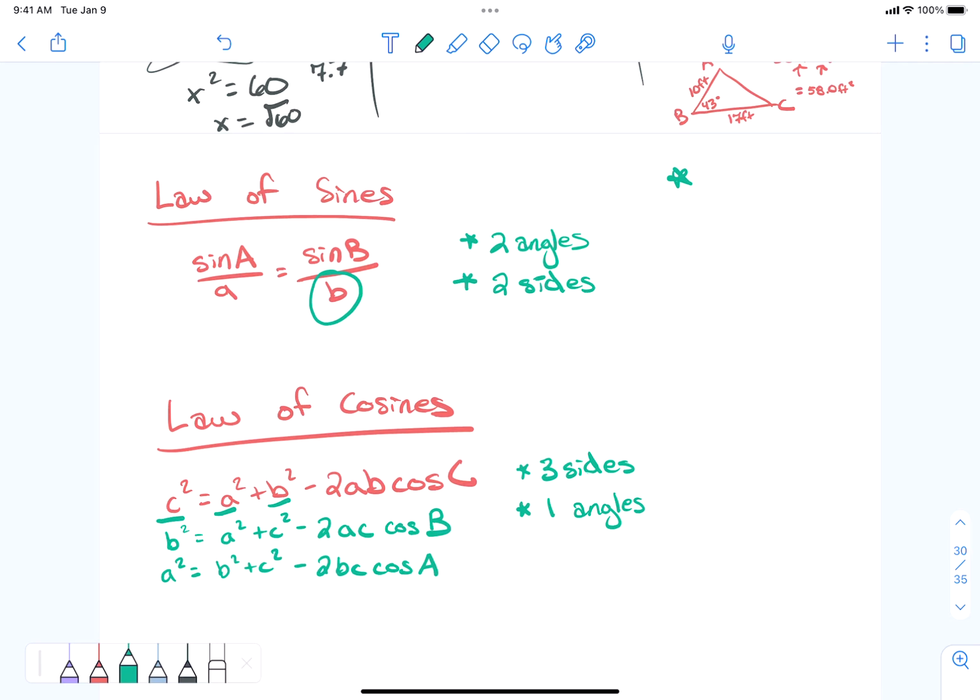In particular, what kind of triangles use this law of sines and law of cosines? Not right triangles, the ugly ones, right? So this is for non-right triangles, the ugly ones, right?